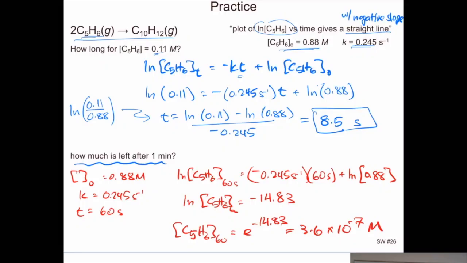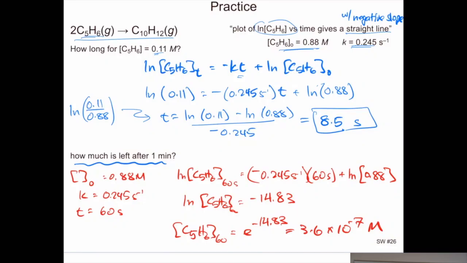Now, if I wanted to, I could make a third question out of this. What percent remains? Or anything, right? You can make up anything now. What percent remains? Well, after 1 minute, we've got this molar. We started with 0.88, so what's that percentage? Et cetera, et cetera. Okay? That's really what all these are about.